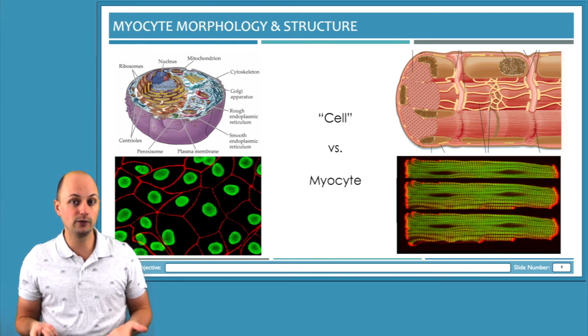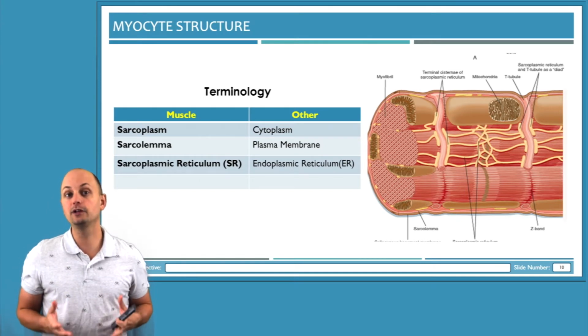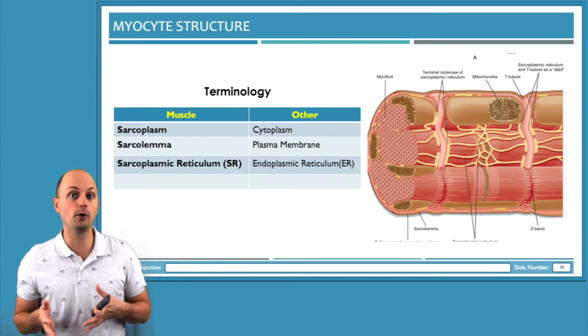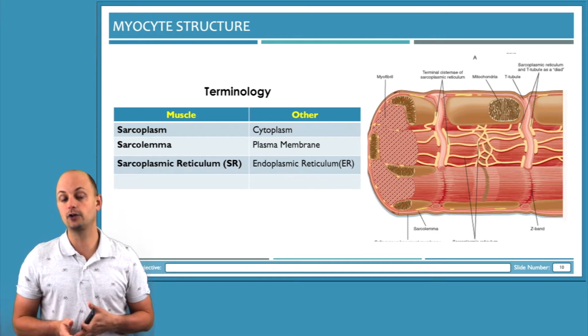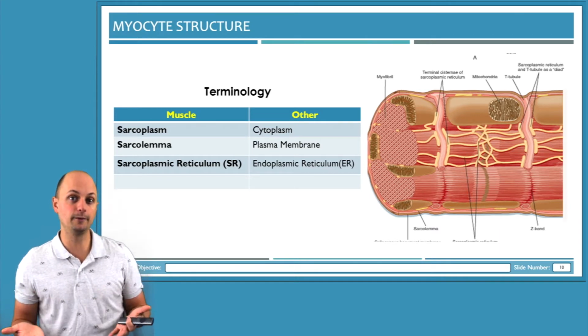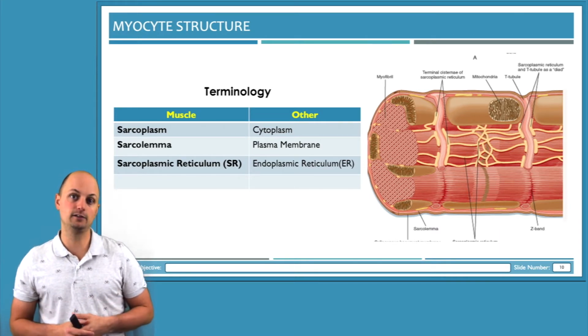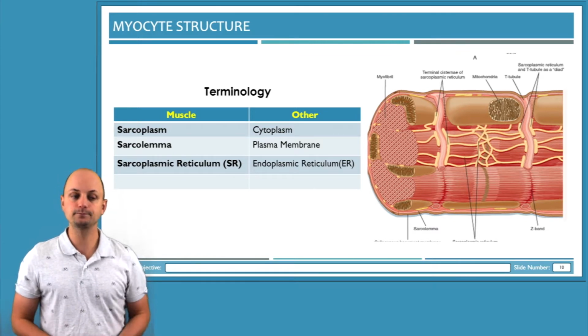Because muscle looks so different, parts of the cell have actually been renamed. So the prefixes myo and sarco both refer to muscle. The cytoplasm of muscle is sometimes called the sarcoplasm, the plasma membrane is sometimes called the sarcolemma, and the endoplasmic reticulum is sometimes called the sarcoplasmic reticulum instead.